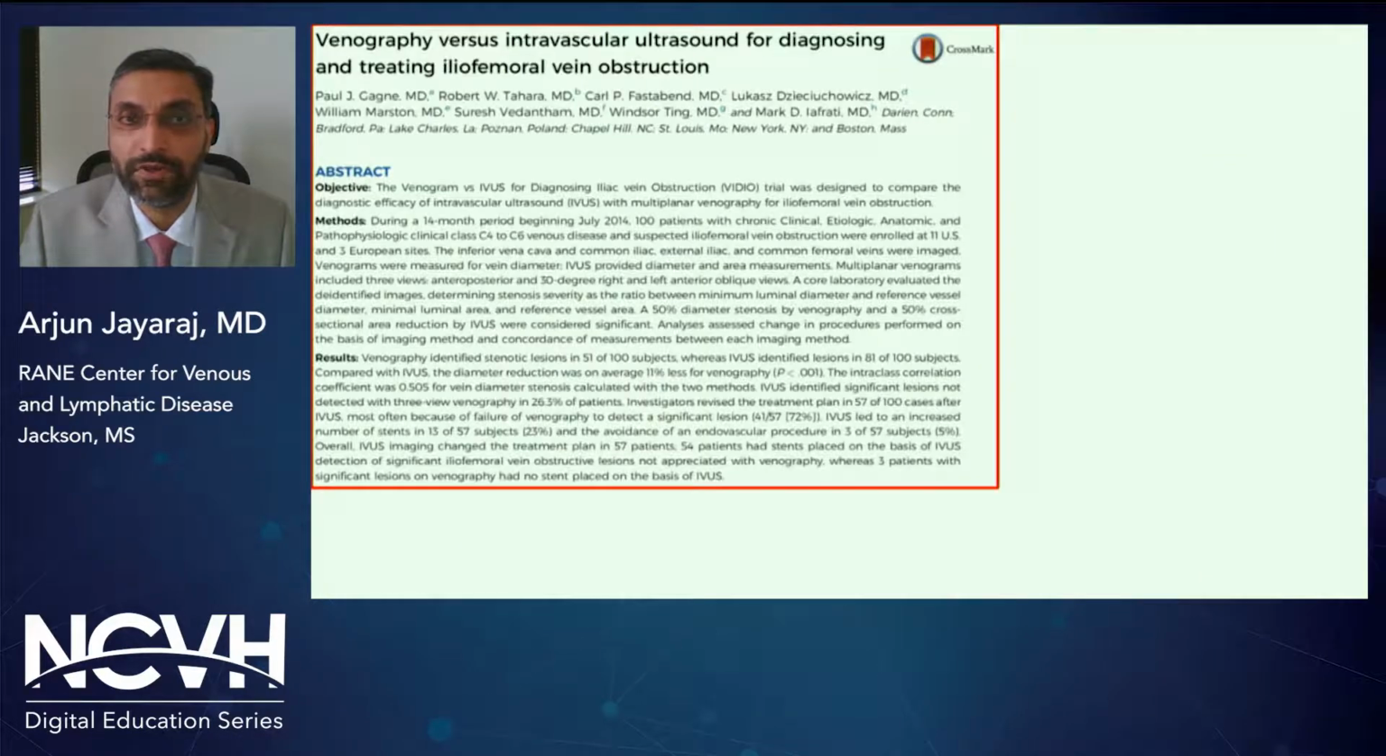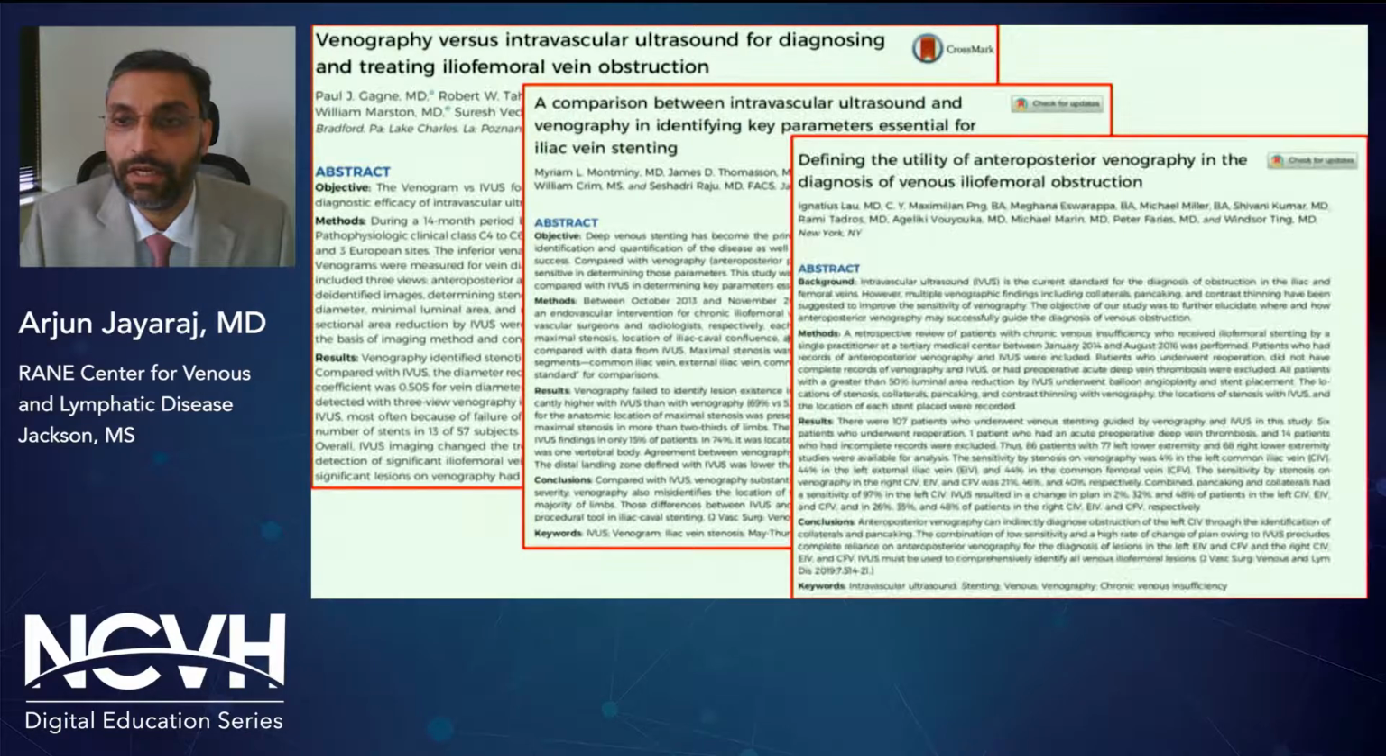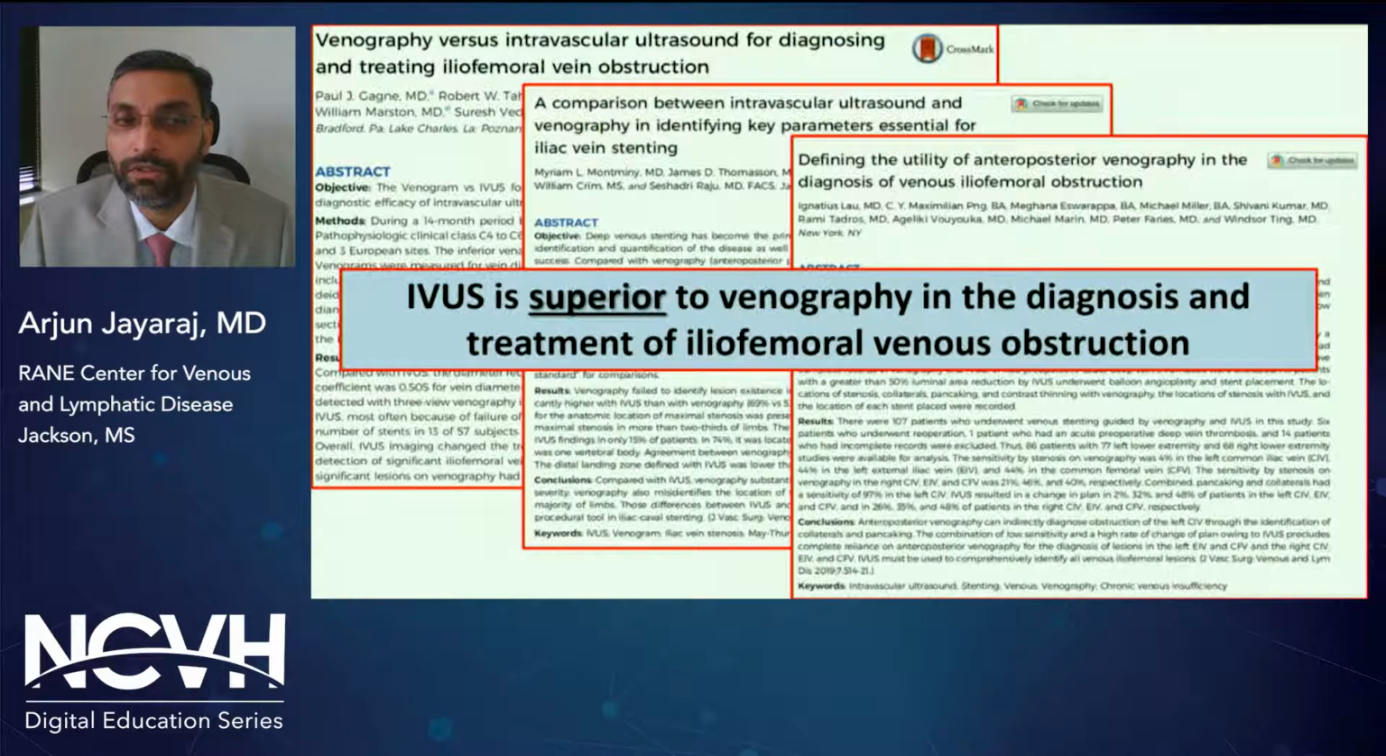This is the VIDIO trial paper that compared venography versus IVUS for diagnosis and treatment of iliofemoral venous obstruction. This is from our own group that was published last year, and this is from the NYU group. Essentially, what these papers and multiple others demonstrate is that IVUS is superior to venography in the diagnosis and treatment of iliofemoral venous obstruction. So we know we need to use IVUS to identify or determine stenosis. And here I want to say a few words about diagnosis of stenosis.